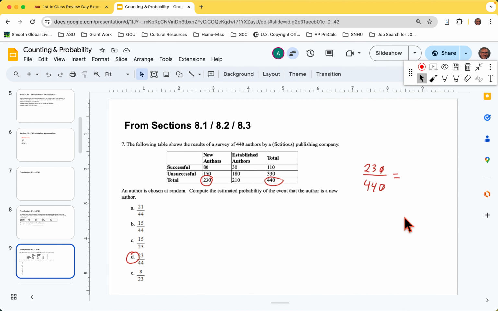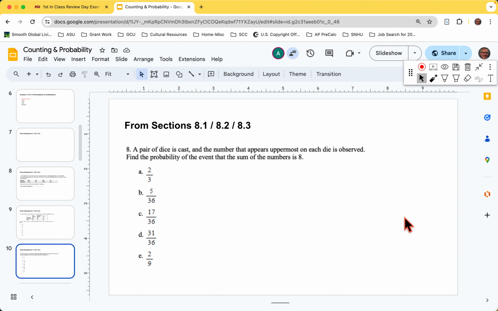Okay, all right. I think this one's going to be similar. No, it's a little different each time. So a pair of dice is cast. And again, sometimes for some of you, English is not your first language. To me, cast means to roll. So they use all these different English words. Cast, throw, roll. The number that appears uppermost on each die is observed. Find the probability of the event that the sum of the numbers is 8.